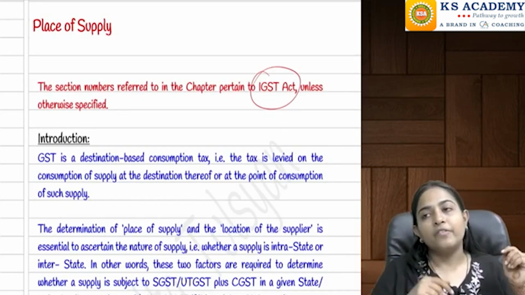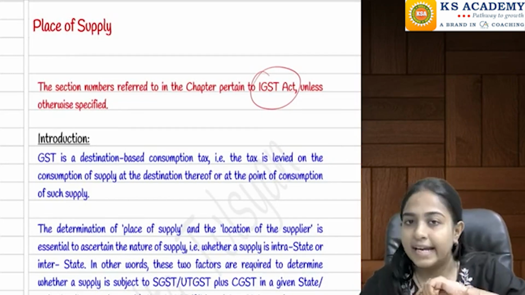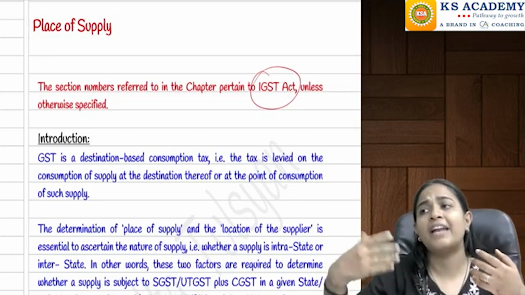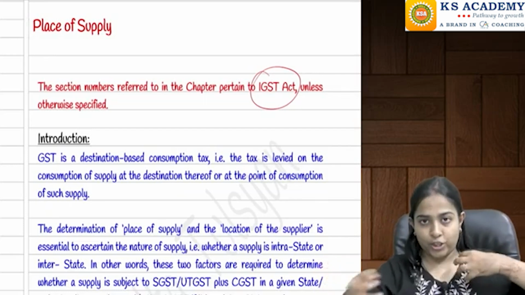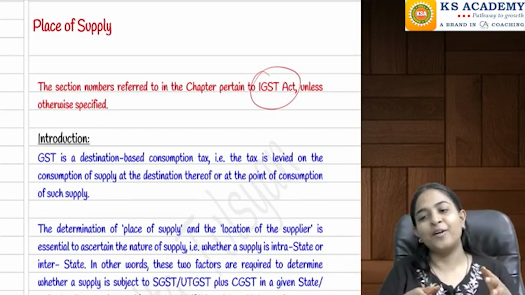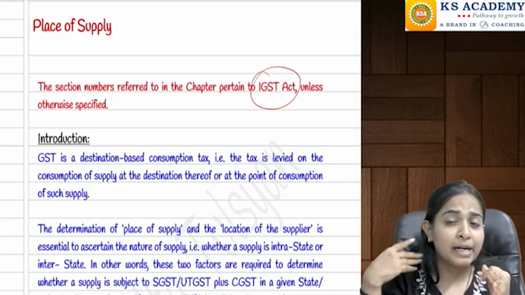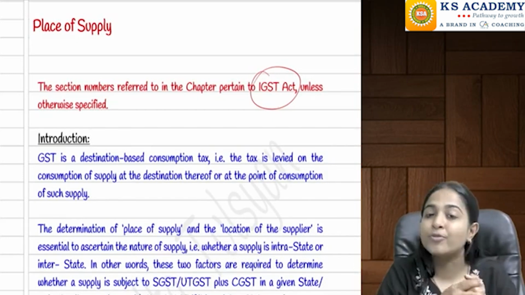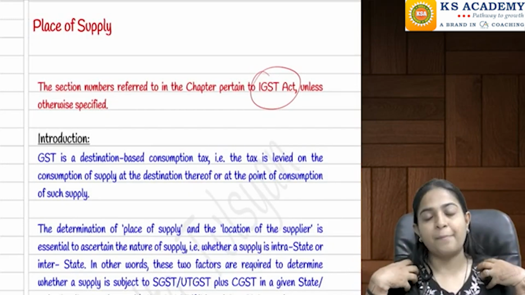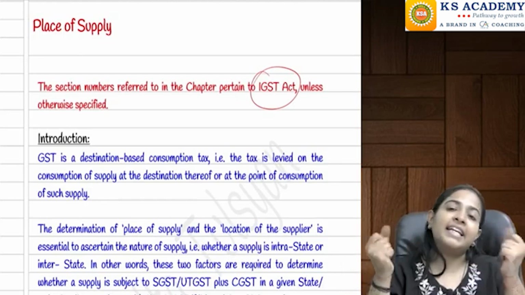Now, here we need to understand whether a particular supply is an interstate supply or an intrastate supply. For that we need to determine the location of the supplier and the place of supply. In this chapter we are going to understand the definition of location of supplier, and in multiple cases we are also going to determine the place of supply. If the location of supplier and the place of supply are in the same state or union territory, then it is going to be intrastate supply.